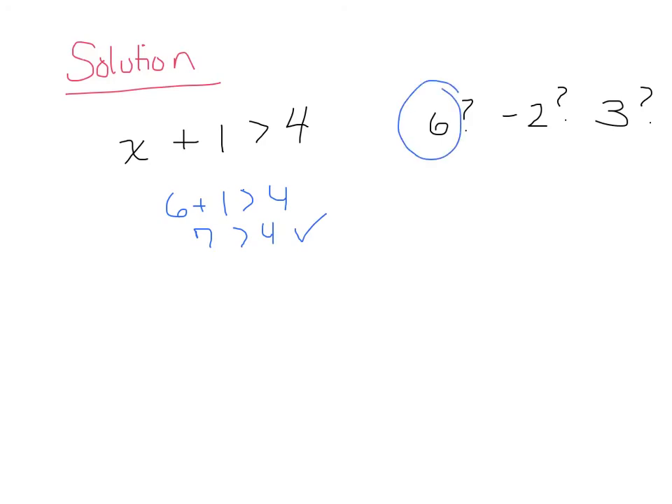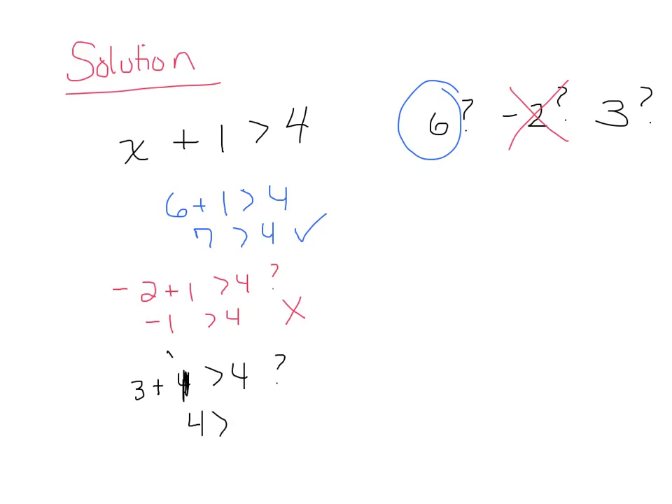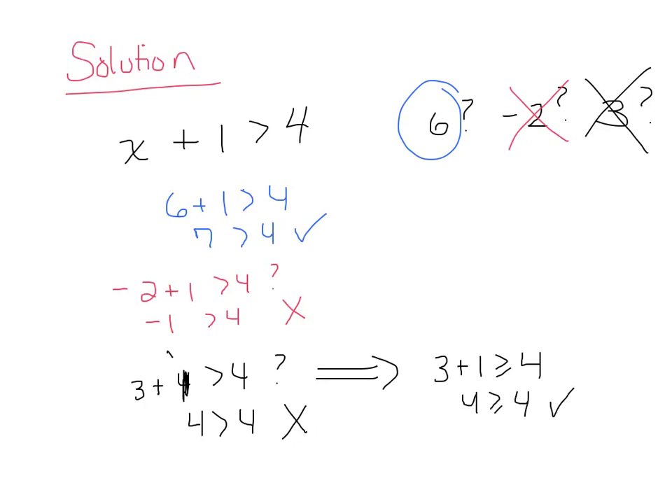Is negative 2 a solution? Well, negative 2 plus 1 is going to be negative 1. Is negative 1 greater than 4? No, so that would not be a solution. And then I would take 3. What's 3 plus 1? Is that going to be greater than 4? Well, is 4 greater than 4? This would be a no, because 4 is equal to 4. At the same token, if it was 3 plus 1 greater than or equal to 4, I would get 4 is greater than or equal to 4, which is true.